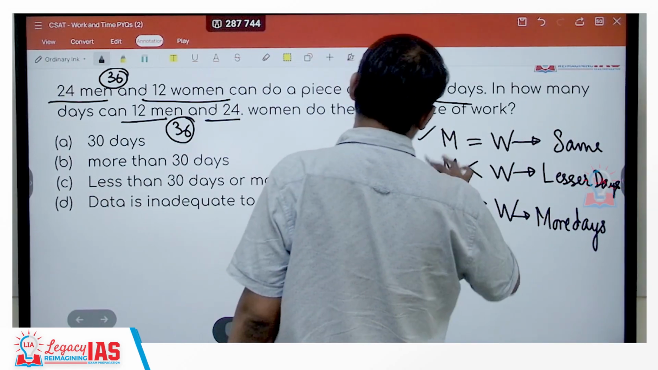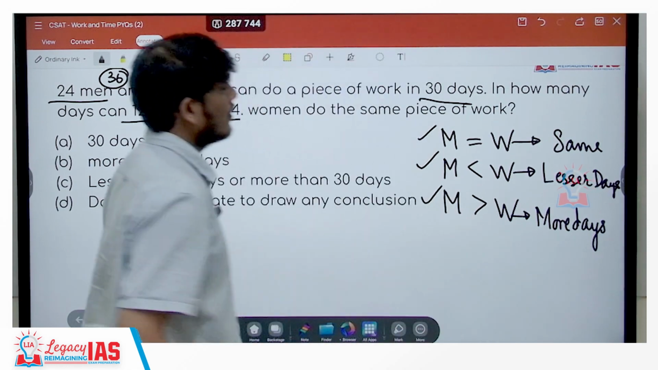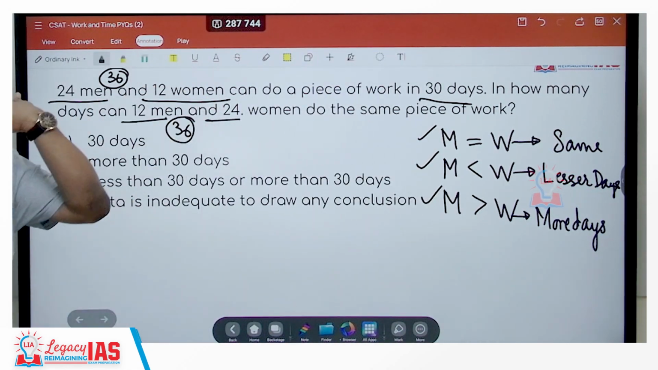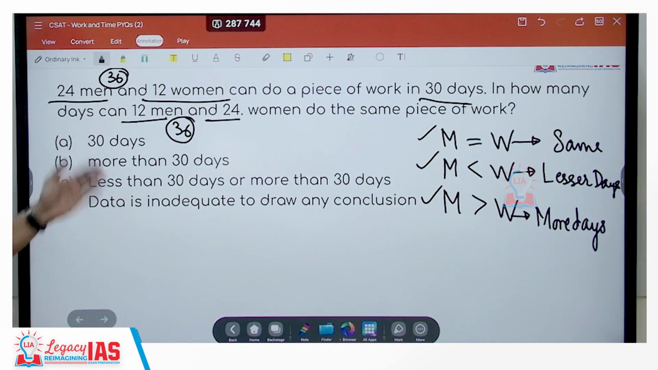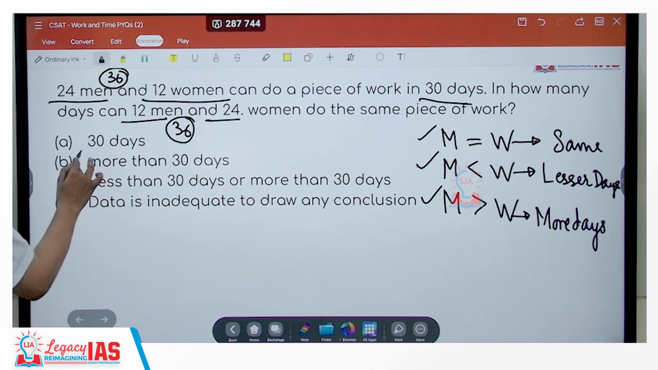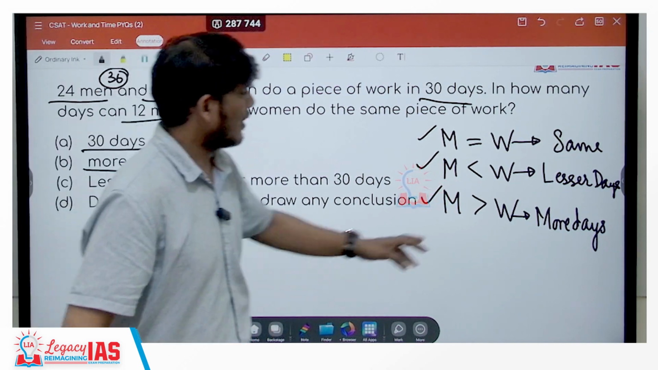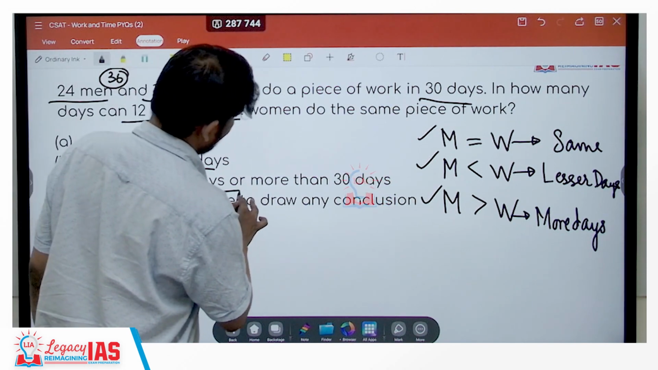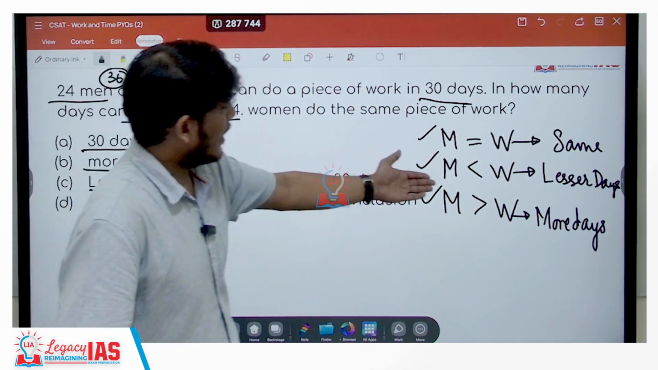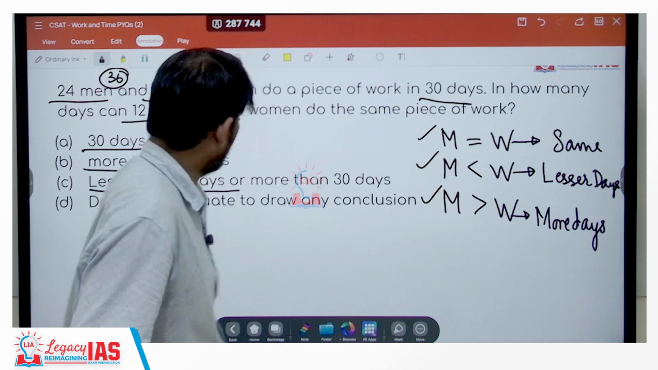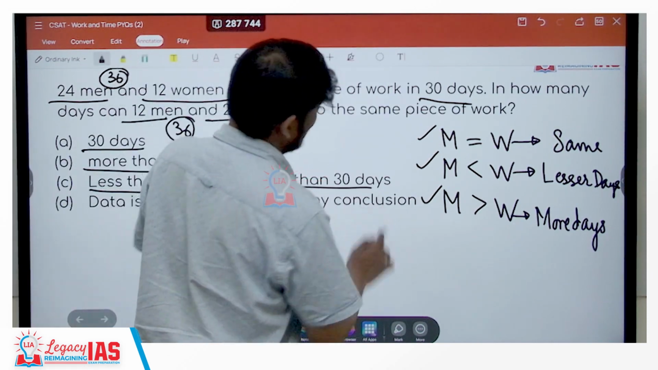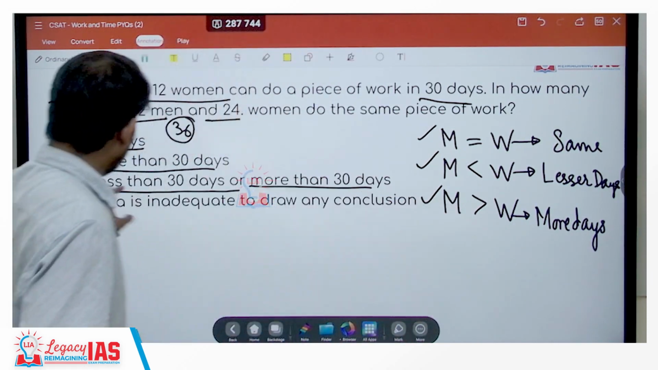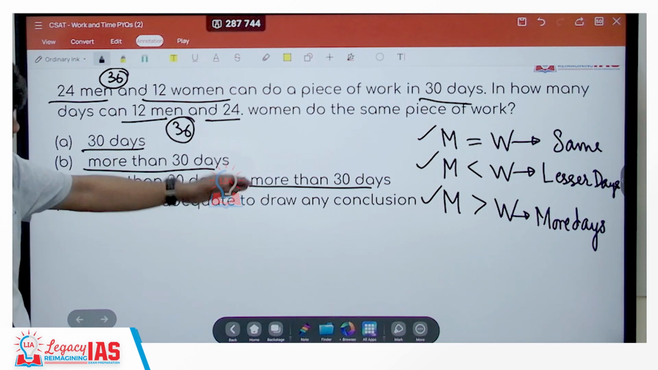So even this is possible, this is possible, this is possible. And since we don't know the efficiency, we cannot actually determine how many days these people will require. So this would have been the case if the efficiency were the same. More than 30 days would have been the case if the efficiency of men was more. Less than 30 days would have been the case if the efficiency of men was less. More would have been the case if the efficiency of men is more. So this is a better option, but still this is not correct.